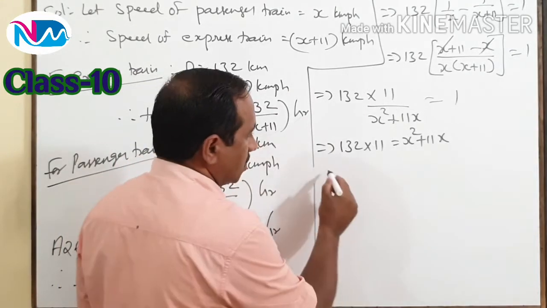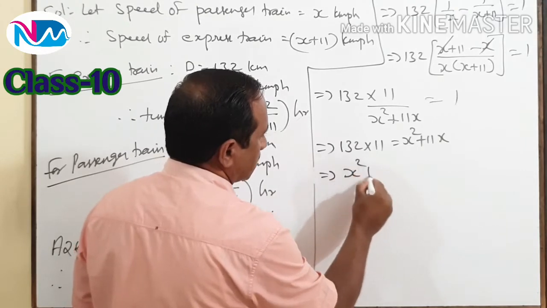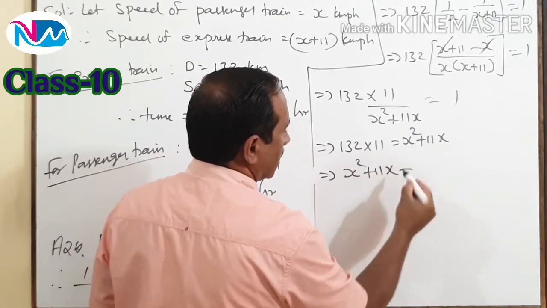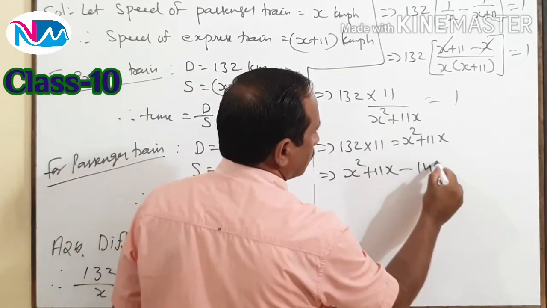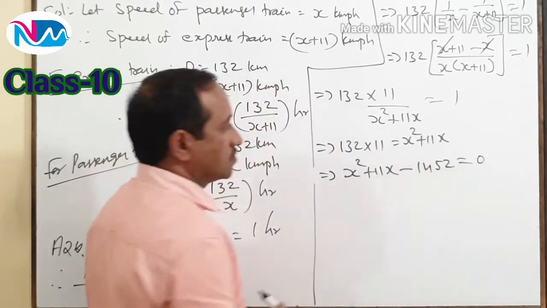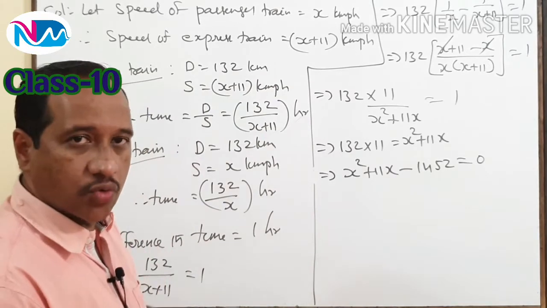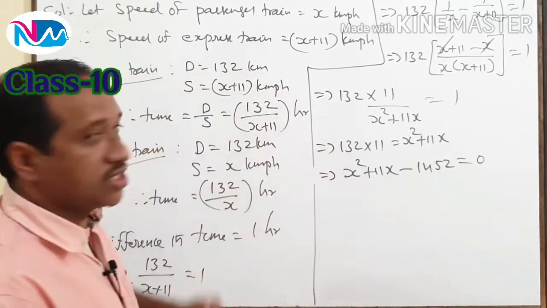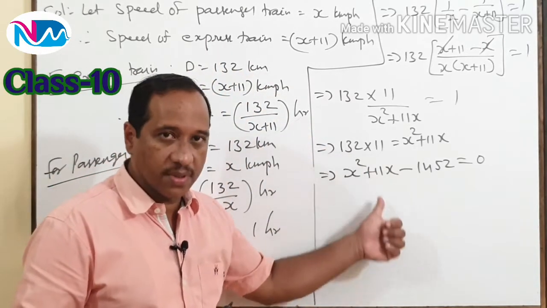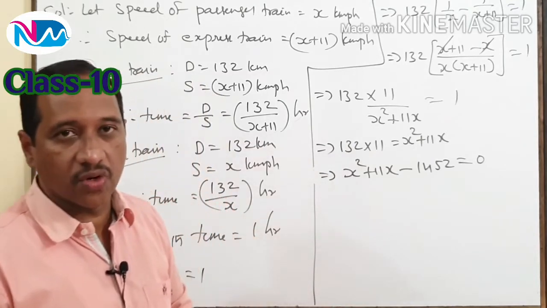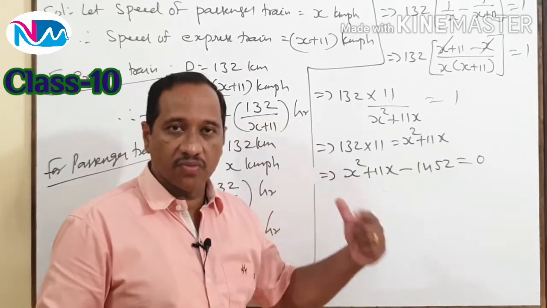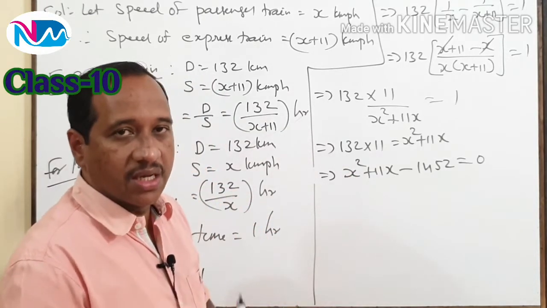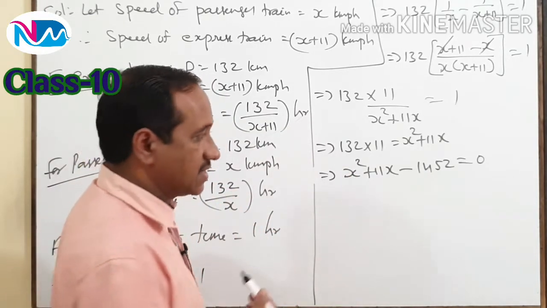Here on rearranging, we get the quadratic equation as x square plus 11x minus 132 into 11, 1452 is equal to 0. So the quadratic equation representing the given situation is x square plus 11x minus 1452 is equal to 0. We can solve it by one of the three methods we have learned. Here I am going to use the factorization method.